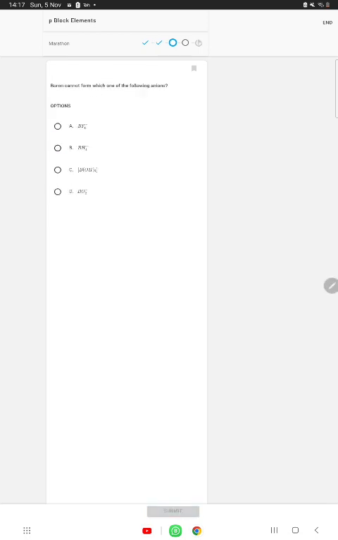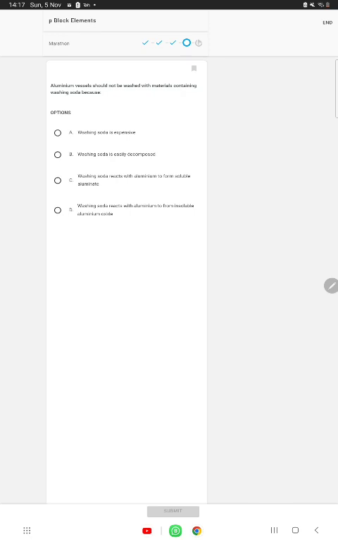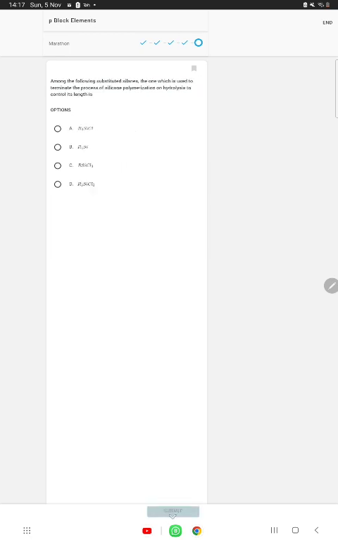Boron cannot form which one of the following? BF6, because of the absence of d orbitals. An aluminum vessel should not be washed with material containing washing soda, because washing soda reacts with aluminum to form soluble aluminate. Among the following substituted alkylchlorosilanes, the one used to terminate the process of silicone polymerization and hydrolysis is R3SiCl.